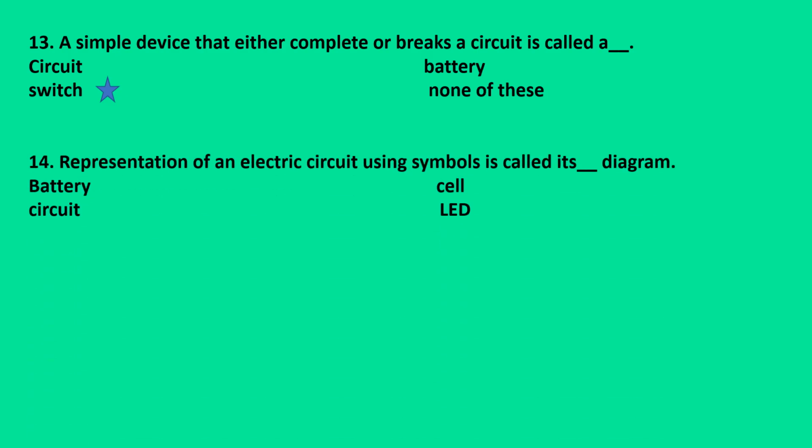Question number 14. Representation of an electric circuit using symbols is called its dash diagram. So when we represent electric circuit using symbols, it is called which diagram? For example, we show battery, then we show switch into it. So which kind of diagram it is? Either it is a battery diagram, it is a circuit diagram, it is a cell diagram, or it is LED diagram. The correct answer is circuit diagram.